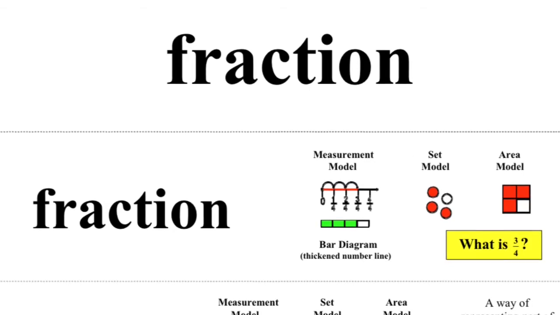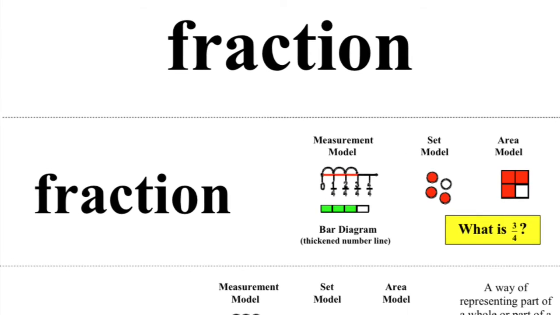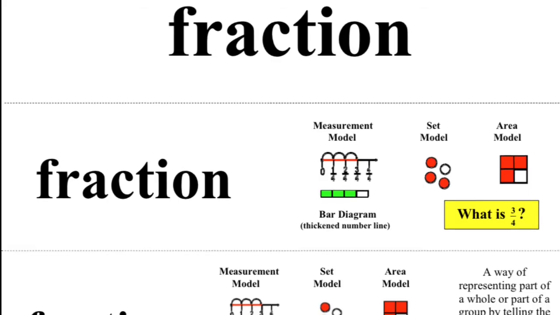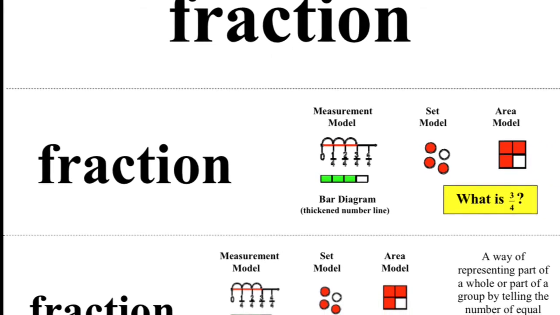A fraction has a numerator on the top and a denominator on the bottom, and it tells you how many parts out of a whole you have.